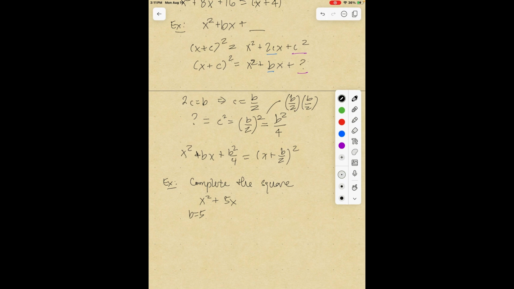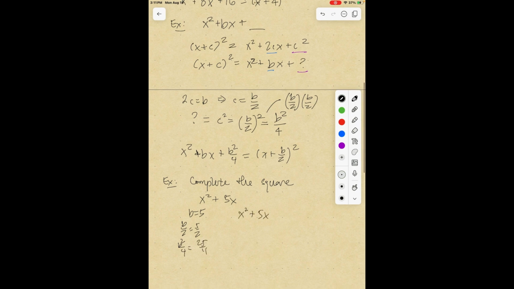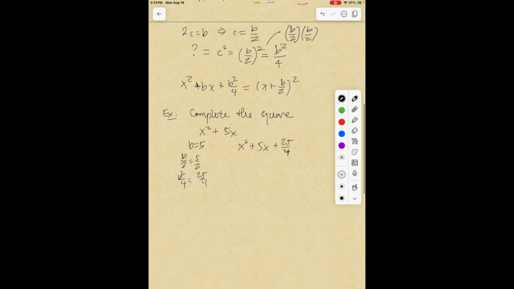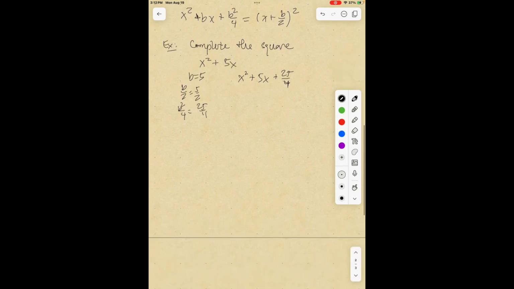And b squared over 4, well, let's figure out c. So c is going to be 5 over 2, right? And then when you square it, b squared over 4 is 25 over 4. So we know that we get x squared plus 5x plus 25 over 4. So that's completing the square. It's just adding the thing that we need to get a perfect square binomial, and this is a trinomial, and this is x plus 5 over 2 in parentheses squared.